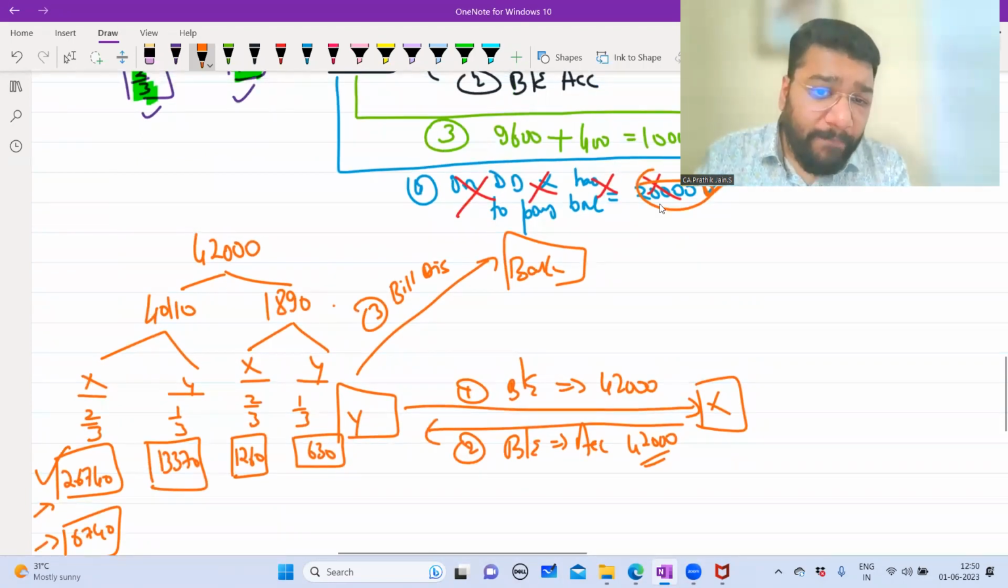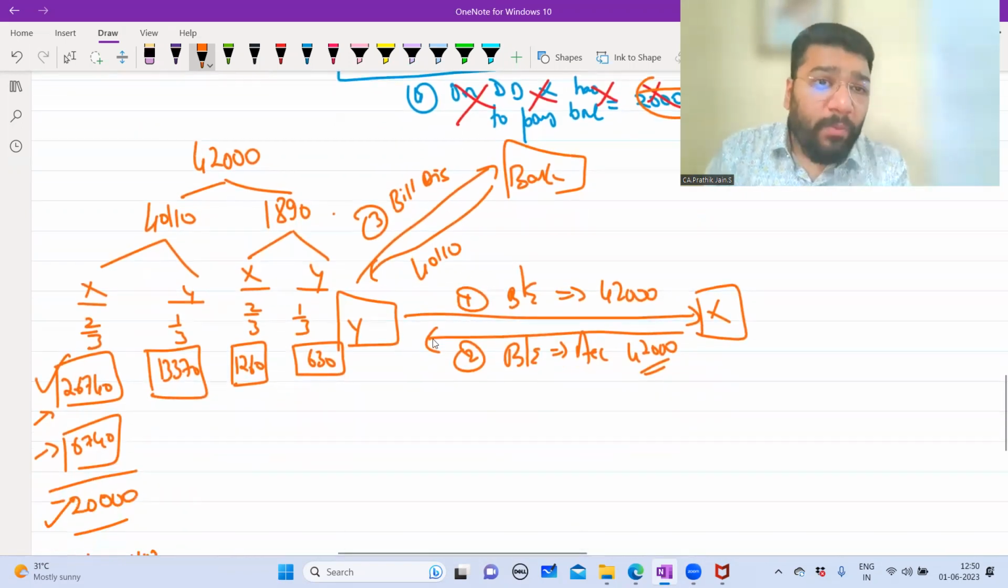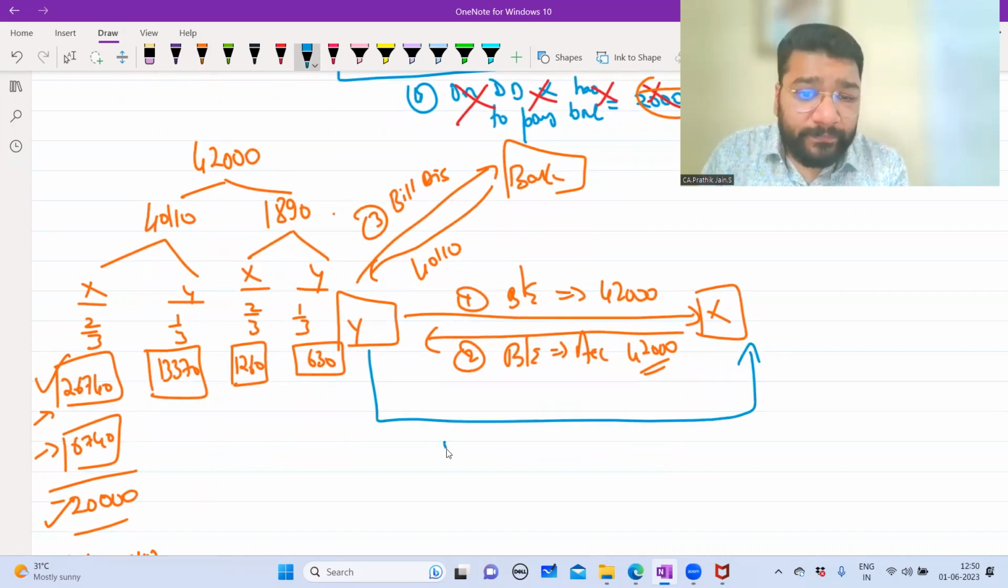Now, guys, the banker is going to give how much money to Y? Banker is going to give 40,110 to Y. Now, Y, what in turn will he do? He will give to X how much? 6,000.